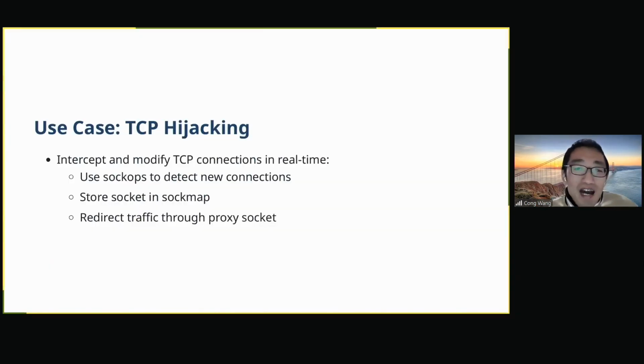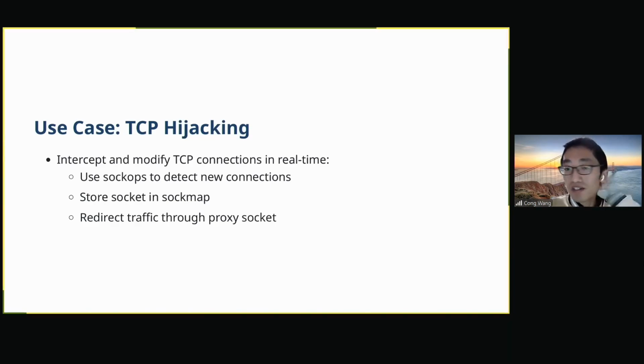Okay, another example I have here is the TCP hijacking. As you can see, starting from this one, this will be combined with the socket operation, because we need to hijack the TCP connection. That means we need to have some way to learn when the TCP connection is established. So starting from this one, I will show how we should combine the socket map together with the socket ops to get some more useful examples.